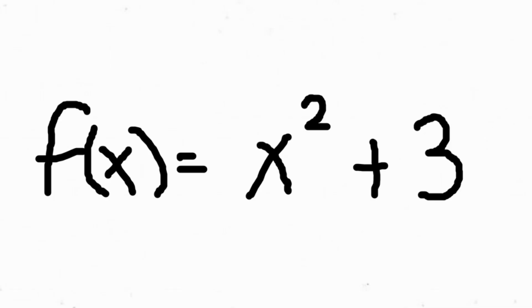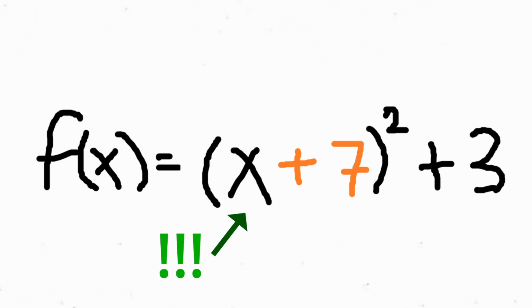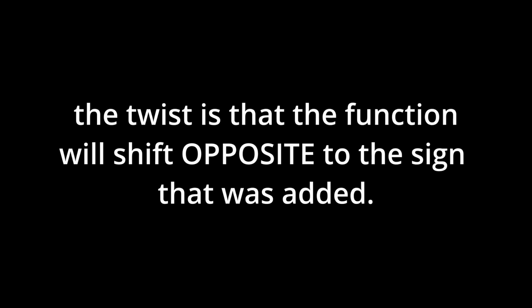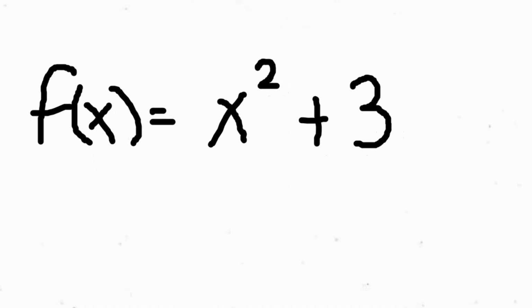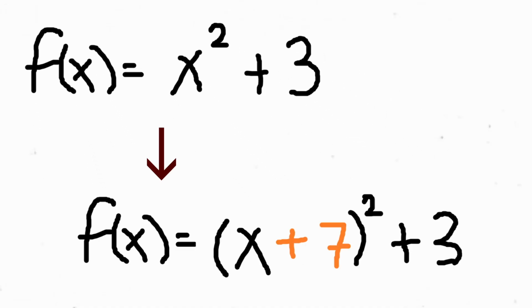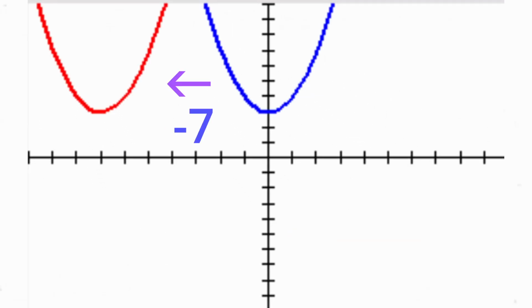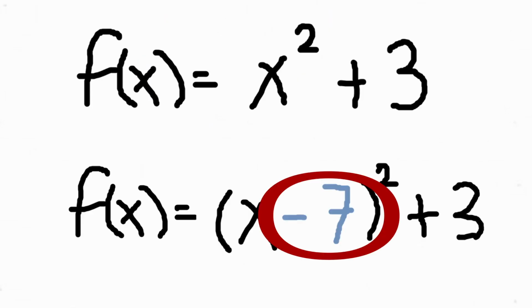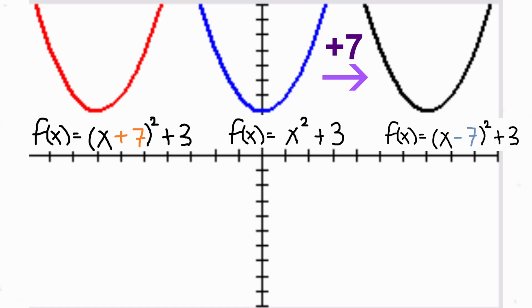Shifting a function horizontally involves adding or subtracting a number to the x value, or input value, except the twist is that the function will shift opposite to the sign that was added. So, unlike a vertical shift, if a number is added to the x value, the function will shift left or in the negative x direction. If the number is subtracted from the x value, the function will shift right or in the positive x direction. Horizontal is really just vertical with a twist.